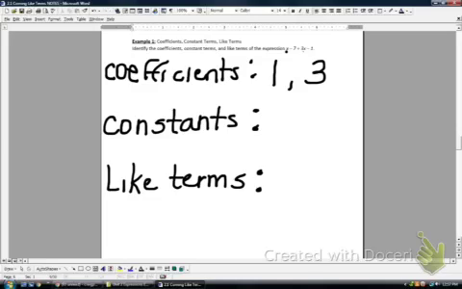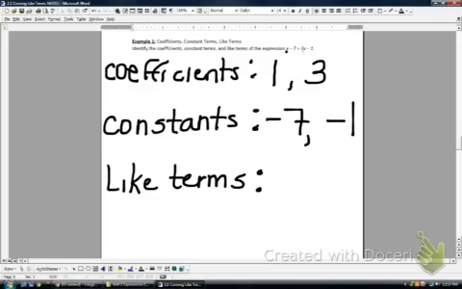Then my constants are -7 and -1, and that's what I was talking about in the definition. The sign to the left is part of that term. So even though we say x minus 7 plus 3x minus 1, the constants are -7 and -1.